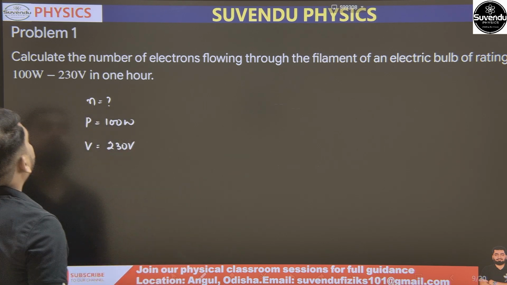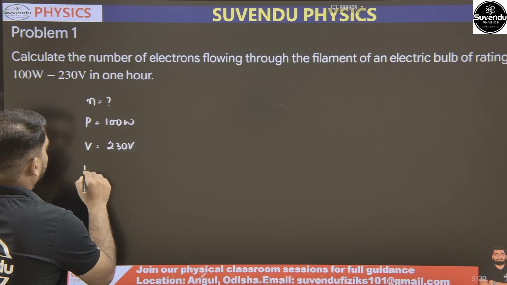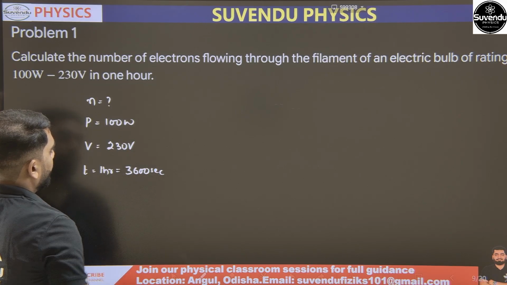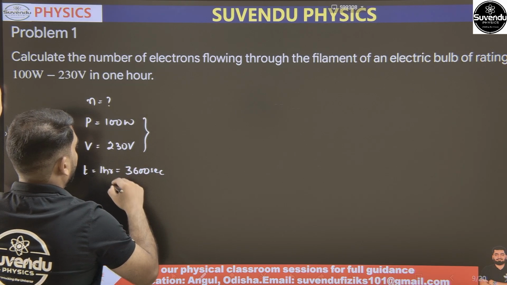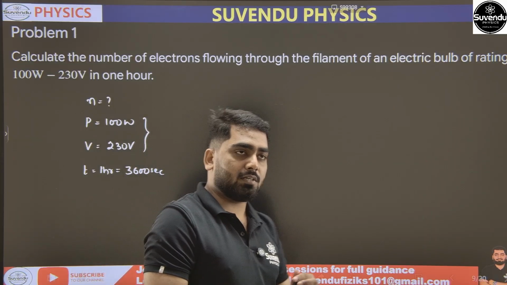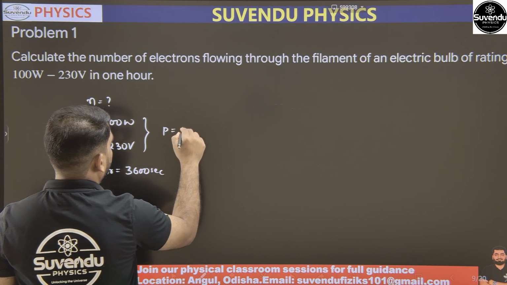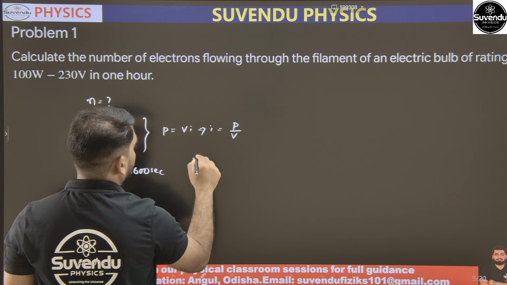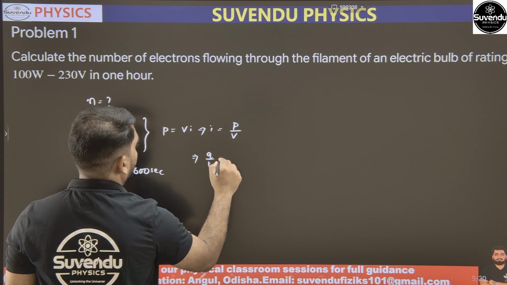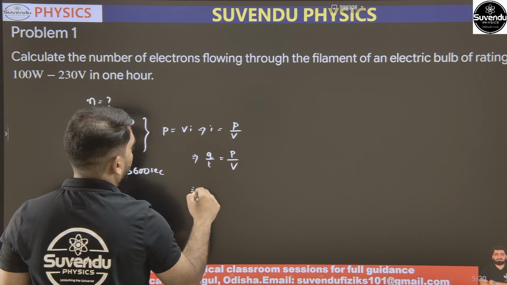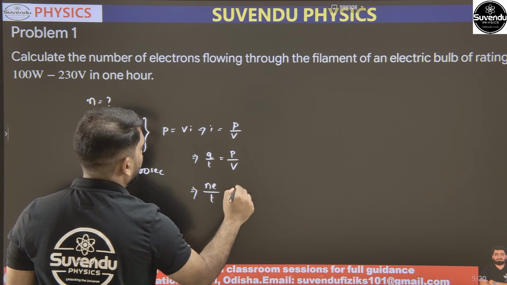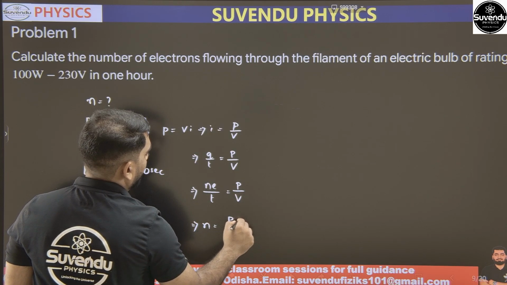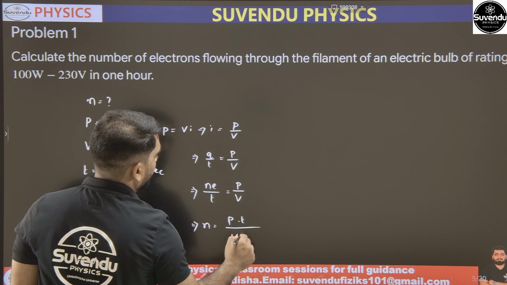Then time T is equal to 1 hour, that is equal to 3600 seconds. So from P and V we can find the I value. P is equal to VI, class 10 formula. So P is equal to VI, which implies I is equal to P by V. And another thing, I is equal to Q by T also, that is equal to P by V. Q is equal to NE, so we can write NE by T is equal to P by V. Now what is the value of N? After cross multiplication, power into time divided by V into charge of electron.